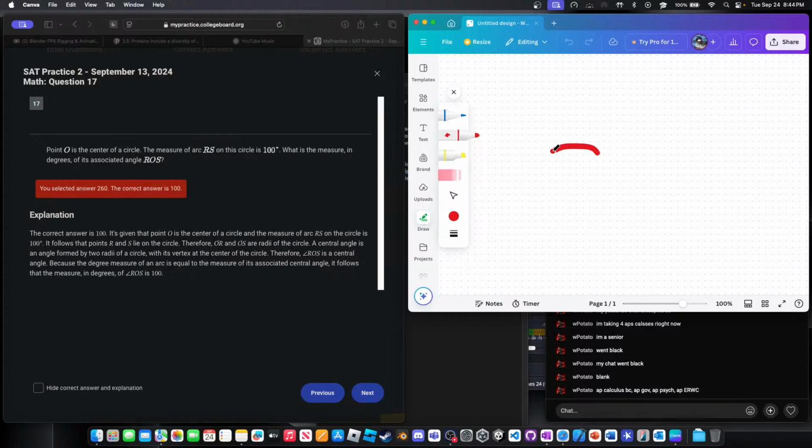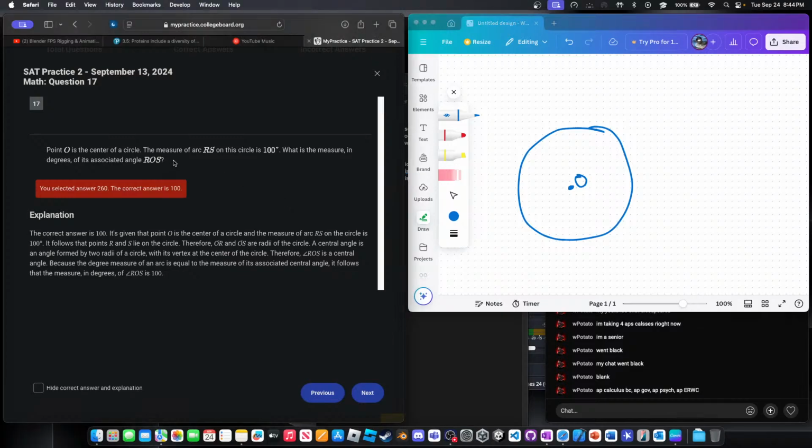Okay, so O is the center of the circle. Oh my gosh, that is fat. That is absolutely humongous. Anyways, so here, let's use this one. This one's much better. Okay, here's my circle. Alright, this is point O. This is the center of the circle. Okay, the measure of arc RS on the circle, I have no idea where RS is, is 100 degrees. What is the measure in degrees associated with angle ROS? What is ROS? Wait, measure of arc RS.